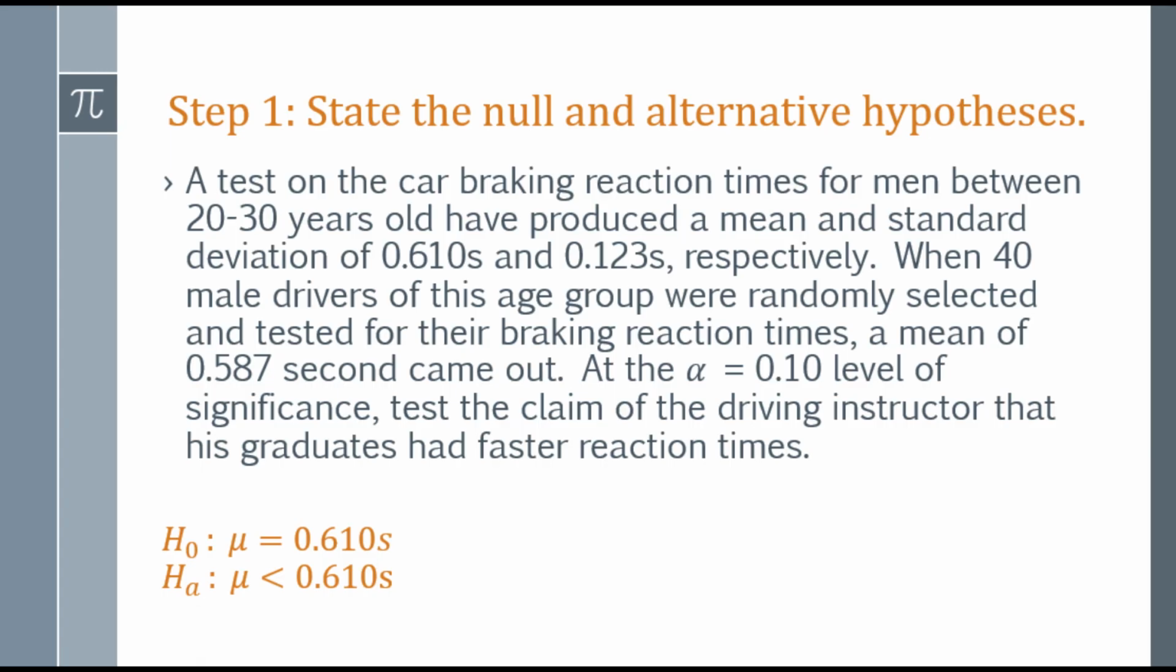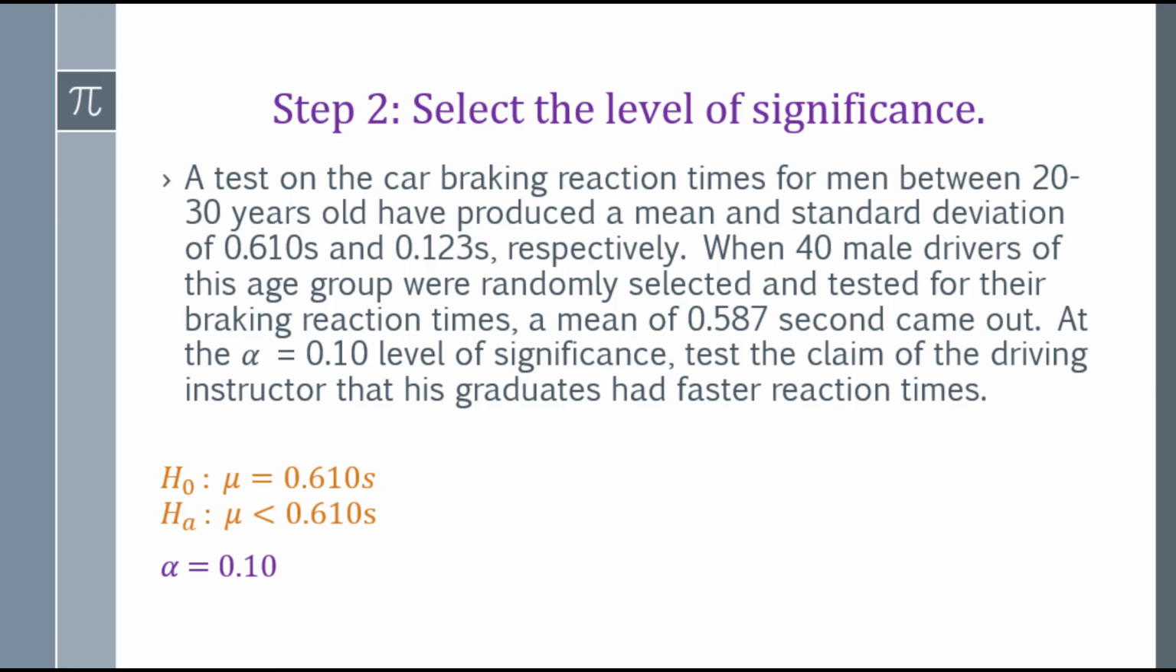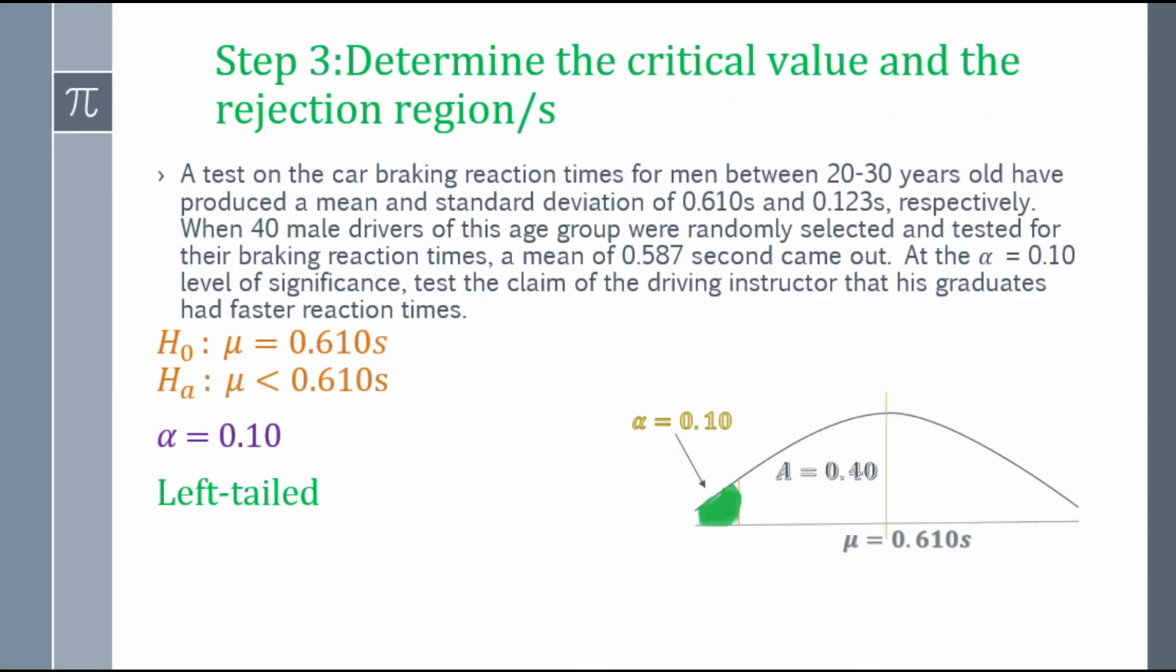So, yung original is mean is equal to 0.610 seconds. Ito daw yung braking reaction times ng men between 20 to 30 years old. Kaso, ang HA daw natin, or alternative hypothesis, is less than 0.610 seconds. Okay, step 2, select the level of significance. It is given naman, so that will be 0.10. Step 3, determine the critical value and the rejection region. So, left-tailed siya kasi ito ay equal and less than. At hindi natin i-divide ng 2 ang level of significance kasi ito ay isang left-tailed lang.